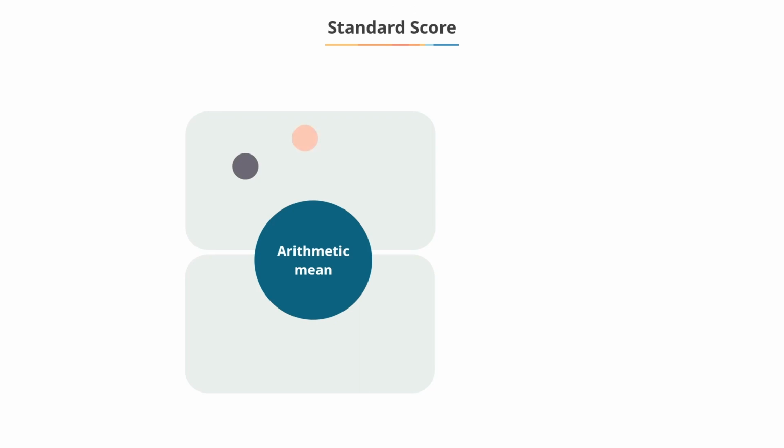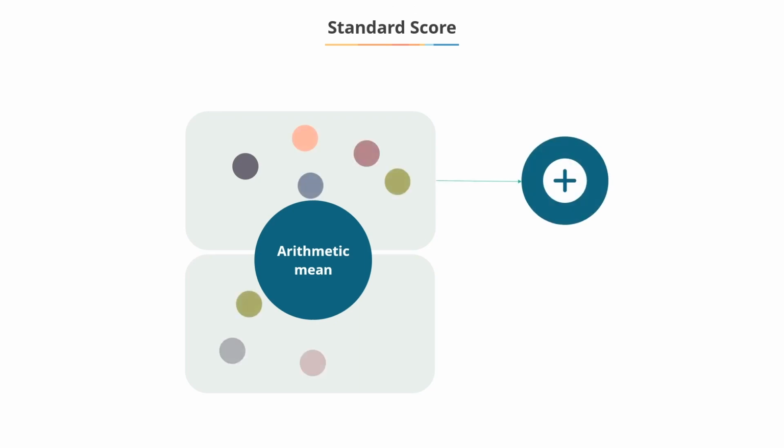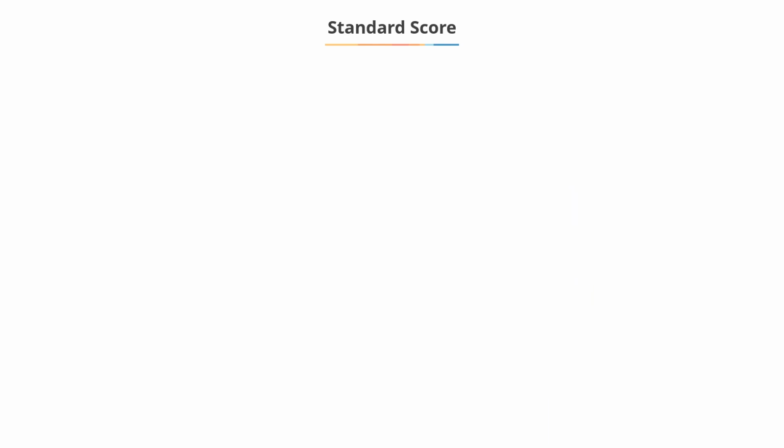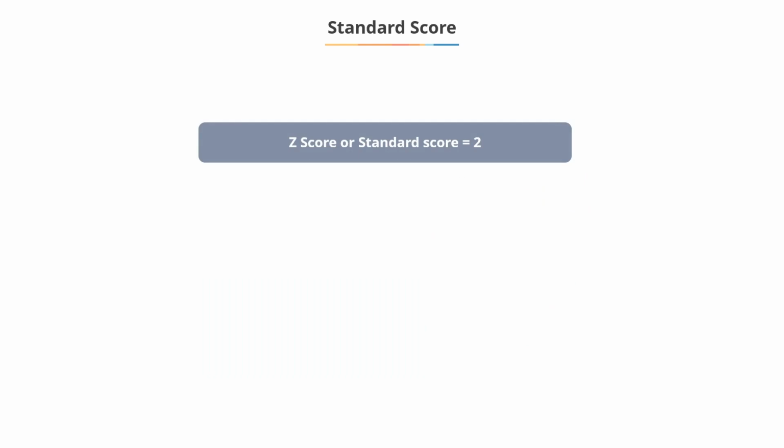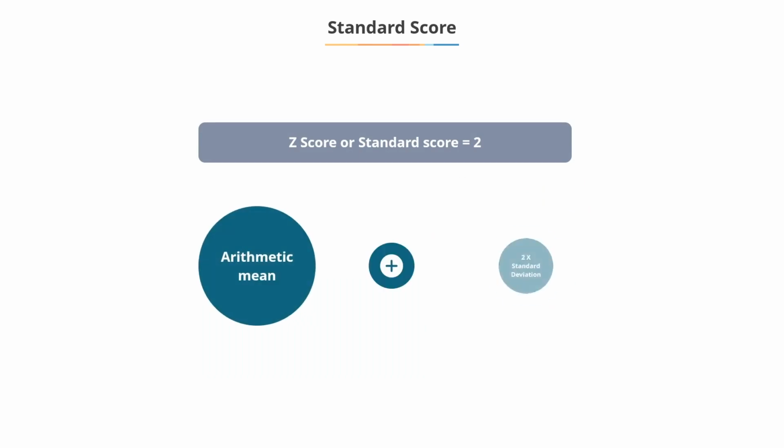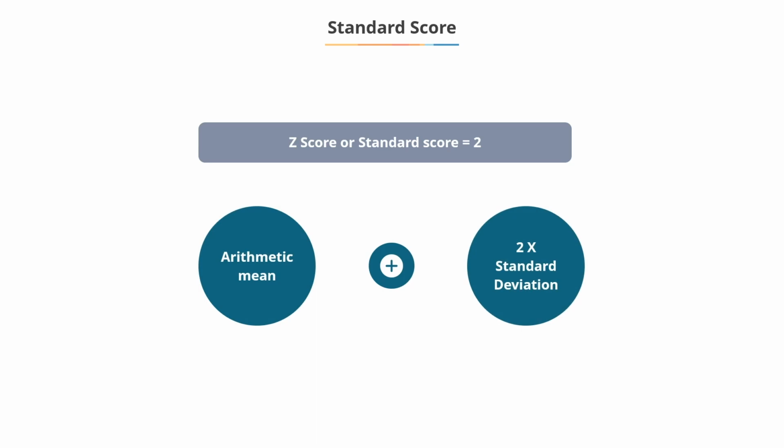Remember, values in the data set above the arithmetic mean have positive standard scores, while values below the arithmetic mean have negative standard scores. This means that a standard score of 2 indicates that the value in the data set exceeds the arithmetic mean by 2 times the standard deviation.